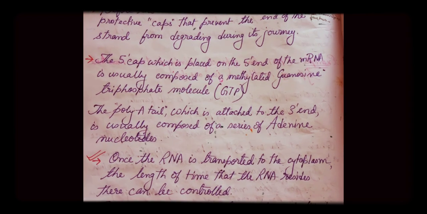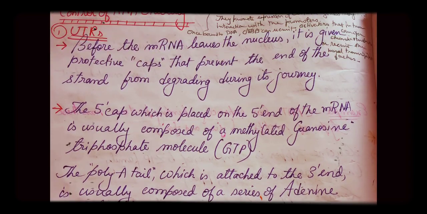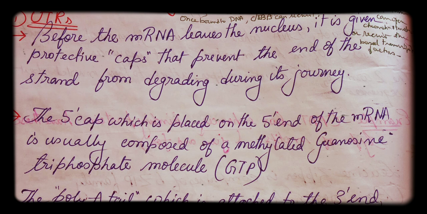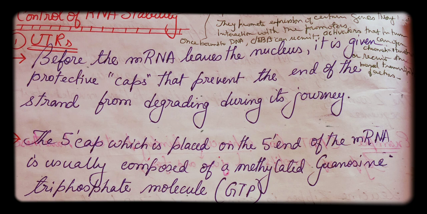So we will now discuss the next mechanism of eukaryotic gene regulation, that is the control of RNA stability. One of the most important roles that controls RNA stability is the UTR. UTR means untranslated regions. Now, what is actually RNA stability and how is it maintained? We have to see first.